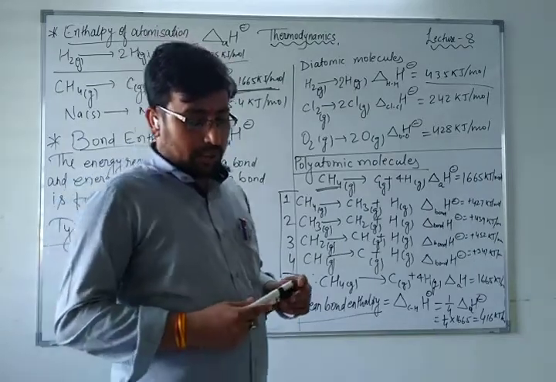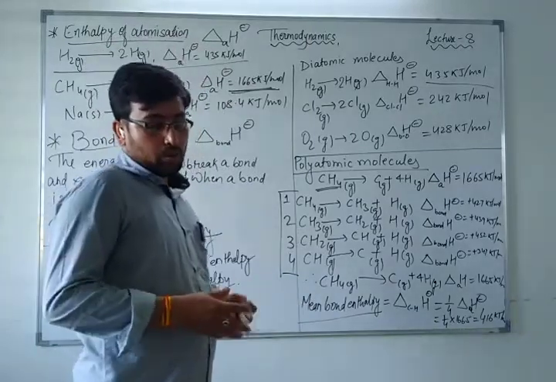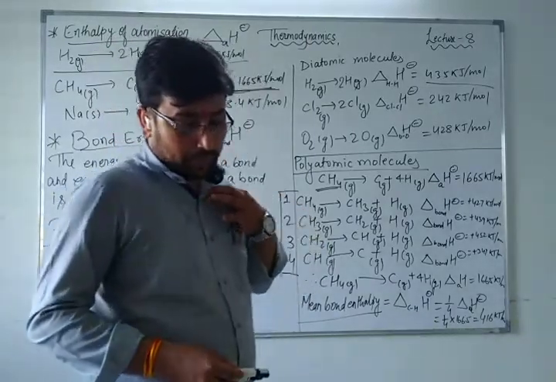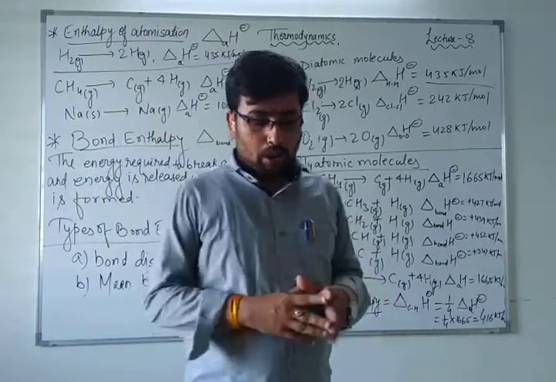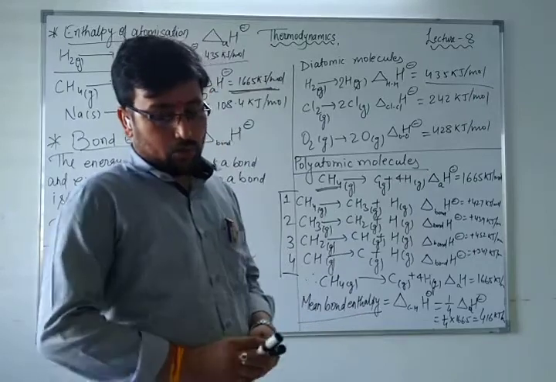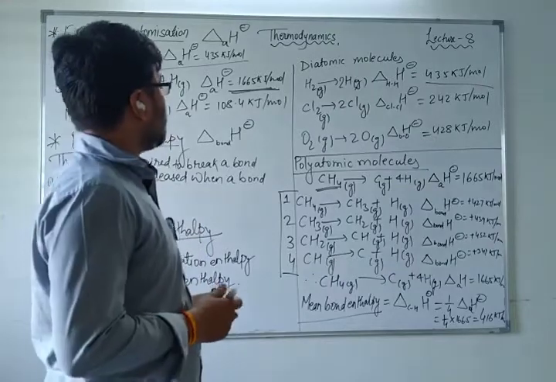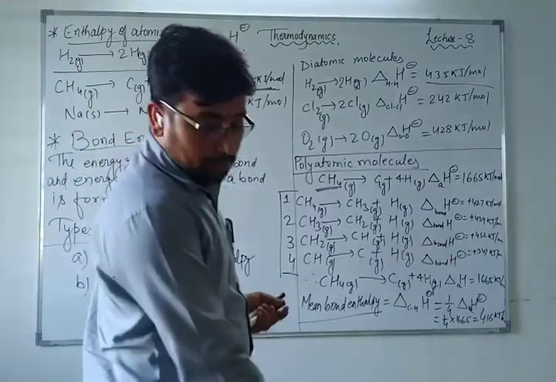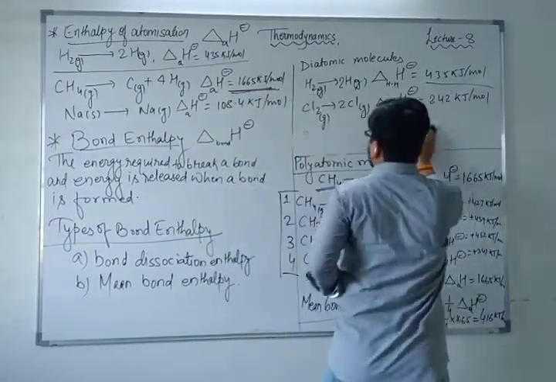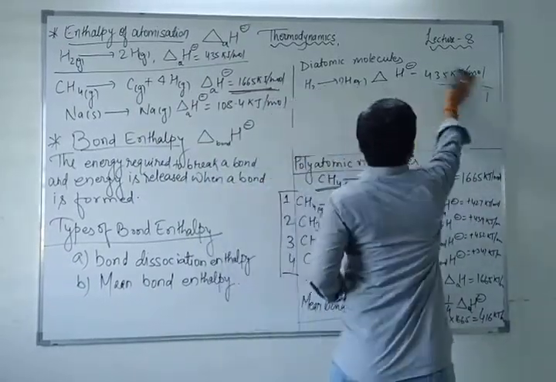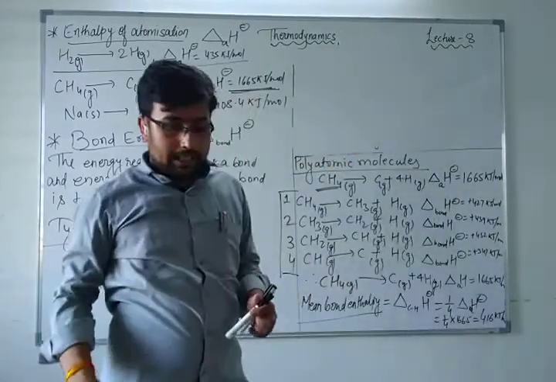So calculating the bond enthalpies for single and multiple bonds is not so hard. As I have shown you here, it's very easy. Now the question is, in the whole topic of bond enthalpies, you have to remember a formula: bond enthalpy of reactants minus bond enthalpy of products. If you want to write this, I hope all of you have the NCERT. In the NCERT, it is given.